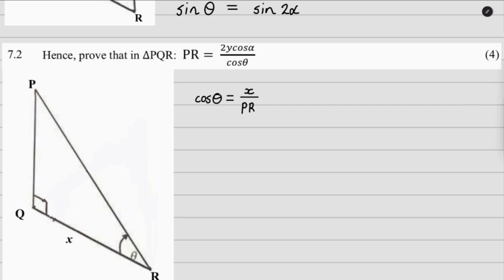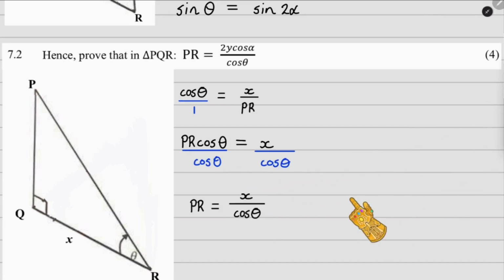I'll show you the long way quickly in case you are interested. So you put cos theta over 1 like this, and then you multiply going up. So I bring this 1 up, 1 times x is just x, and I bring this PR up, PR times cos theta is just PR cos theta. And then from here you divide both sides by cos theta to get PR by itself. And then these cos theta cancel as we planned for, and x over cos theta cannot be simplified, so there you have it. And a shortcut of doing all of that is this.